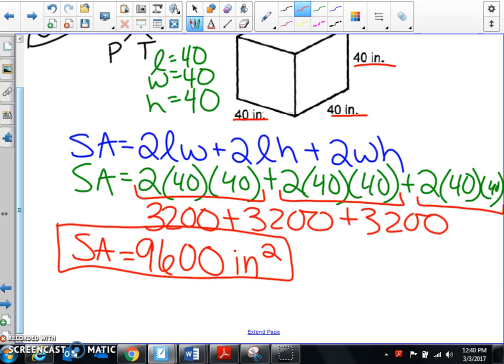And then some of you might have already noticed, well, couldn't I just do 2 times 40 times 40, find out that was 3,200, and then just times that by 3? Yes, because a cube, there are 6 sides that are all the exact same. So if you find the area of one side, it's the same as every other side. So that's it.